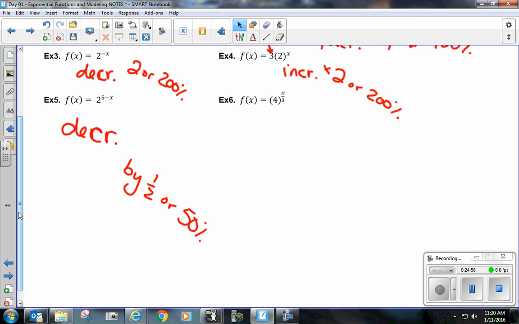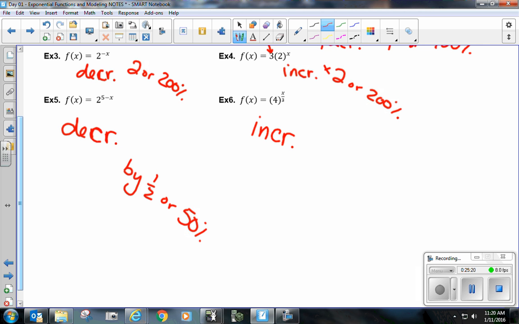Last one. Increasing or decreasing? But the exponent is less than 1. That's right. It doesn't matter if the exponent is less than 1 or not. It matters if the b is less than 1. The exponent, as long as it's positive, that's still a positive exponent. So that is increasing.